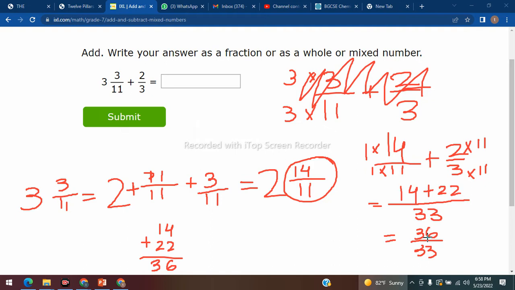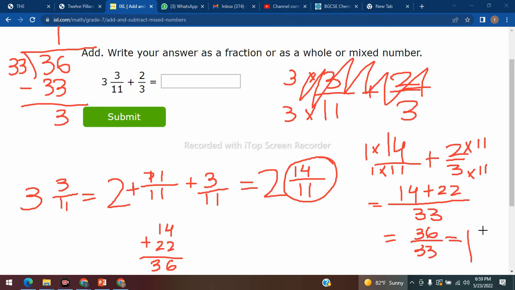You divided it. I didn't figure it out. I'm just trying to check over, to make sure I'm not making silly mistakes. Alright, so now we divide it, so it's 33 into 36. That only goes in once. And when we subtract, we get 3. So this is going to be equal to 1 and what? 3 over 33.